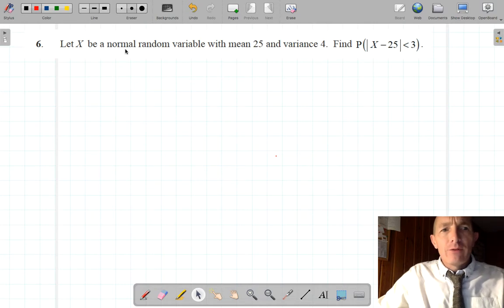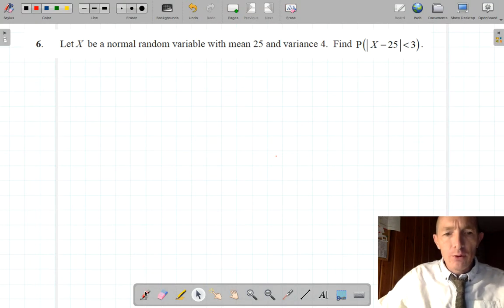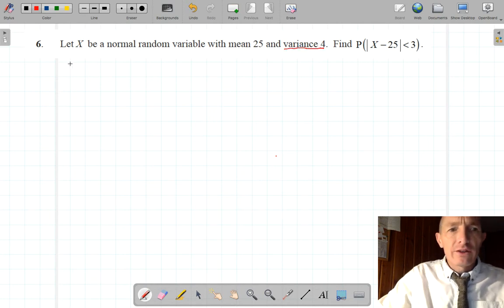Okay, this is a higher level question, and I've got X, a normal random variable. So immediately I can see it's normal. That means it's a normal distribution. The mean is 25 and variance is 4. Now that's very interesting because we don't use the variance in our calculation. So I'm just going to write that information out.